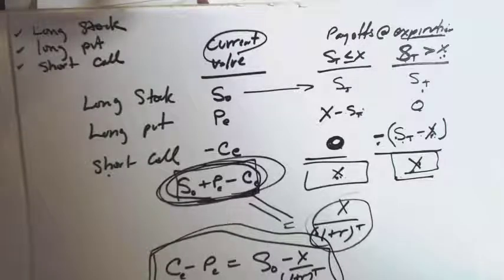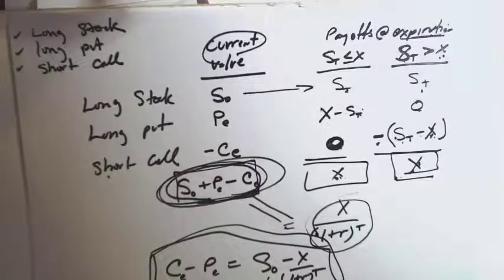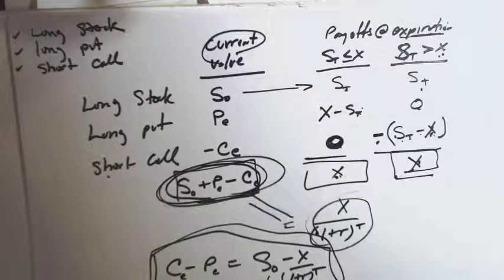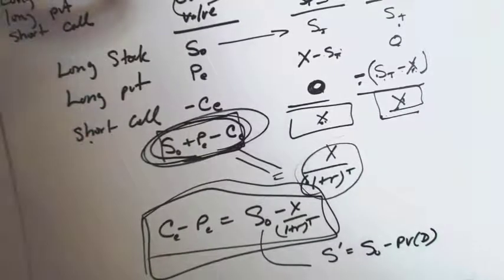One little trick is if the stock pays a dividend, then we substitute out the S subscript 0 and substitute S apostrophe. And S apostrophe is the stock price minus the present value of the dividends. So that's not a big deal.